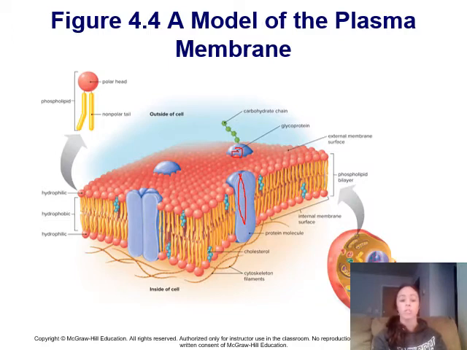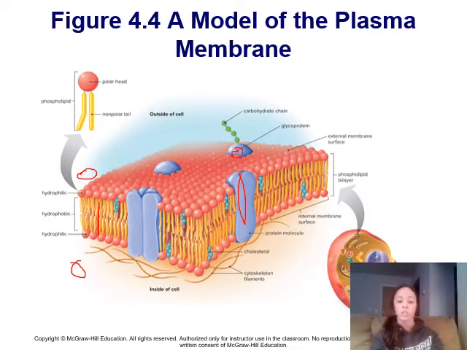Glycoproteins are also important for reproduction because they allow for the binding of the sperm cell to the surface of the egg. Also within this picture, you can see the phospholipids. The red heads are going to be the hydrophilic heads, facing both on the outside of the cell, out here, and on the inside of the cell, in here.